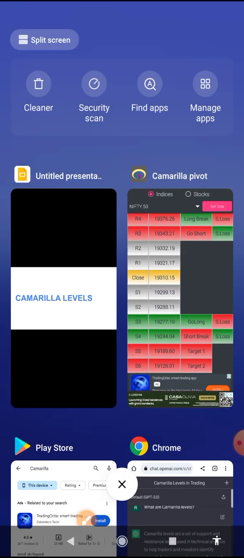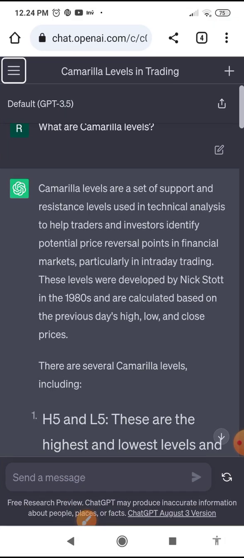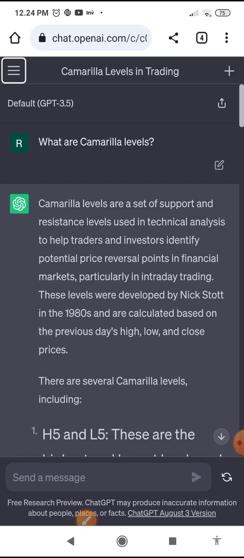Okay, now let us see in details. Now what are Camarilla levels? I will make use of ChatGPT and find out what they are. Now I asked ChatGPT what are Camarilla levels.